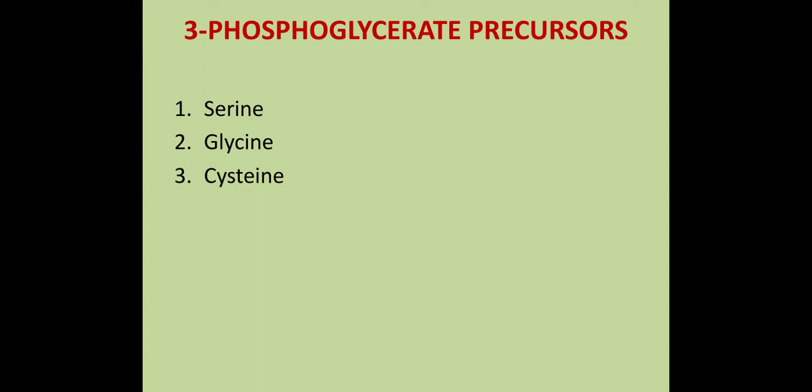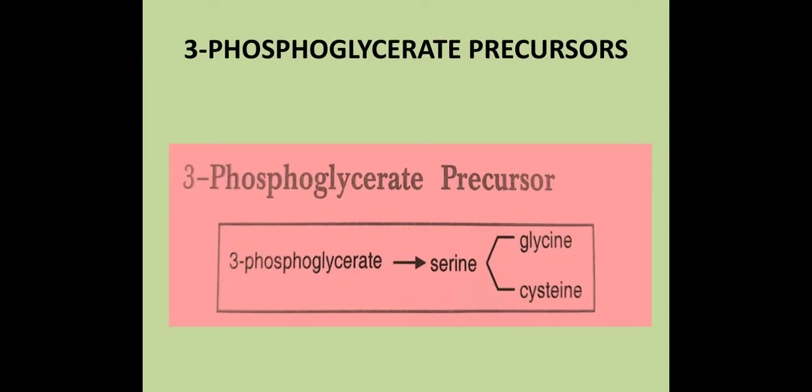3-phosphoglycerate is an important metabolic intermediate of the glycolytic pathway, and it gives rise to three important amino acids: serine, glycine and cysteine. 3-phosphoglycerate is the starting material for the biosynthesis of serine, and serine then gives rise to two other amino acids, glycine and cysteine.